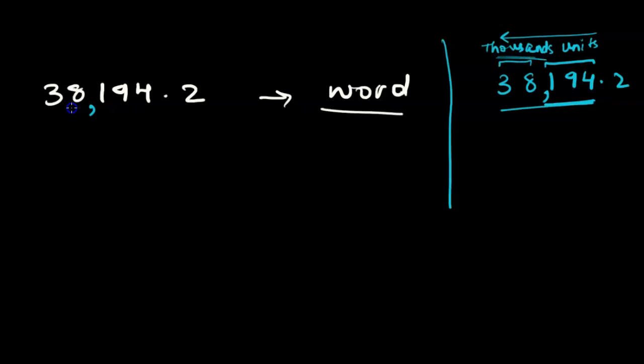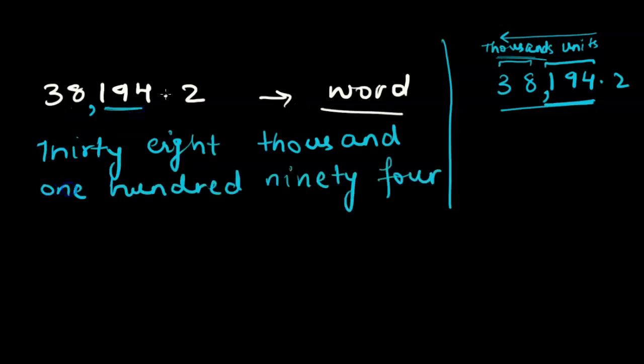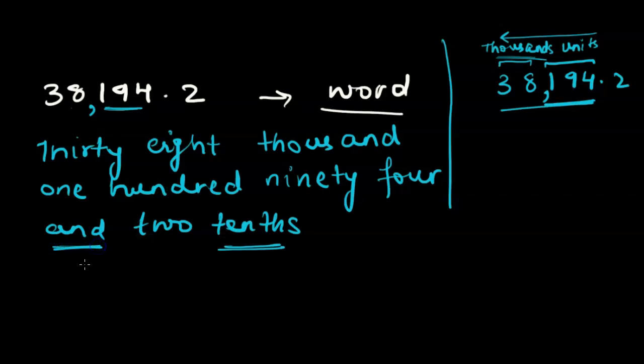So 38 belongs to the thousands group. We write 38,194. For the decimal, we write "and 2 tenths." The reason we end with the place value of the decimal place is that the person reading this number in words should know that "and" represents a decimal and that 2 comes after the decimal. So we always end the decimal number with its respective place value. Here the place value was tenths, so we write 2 tenths.